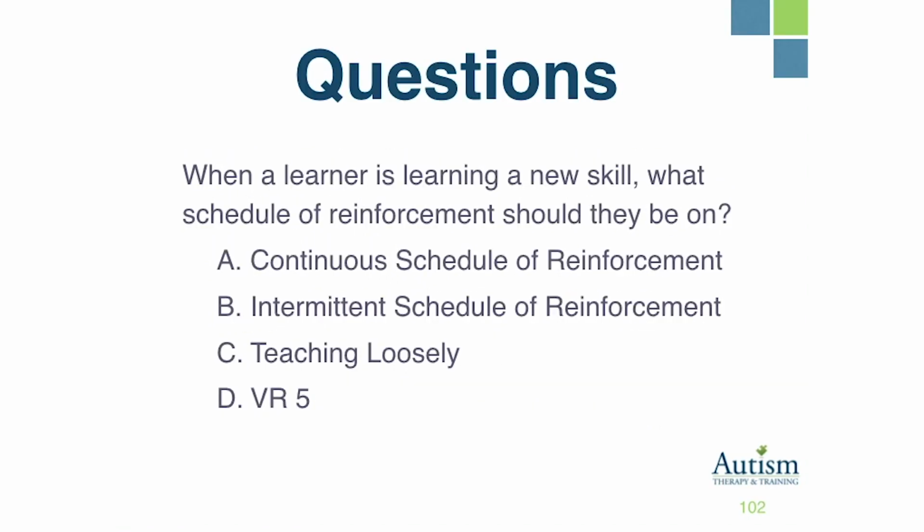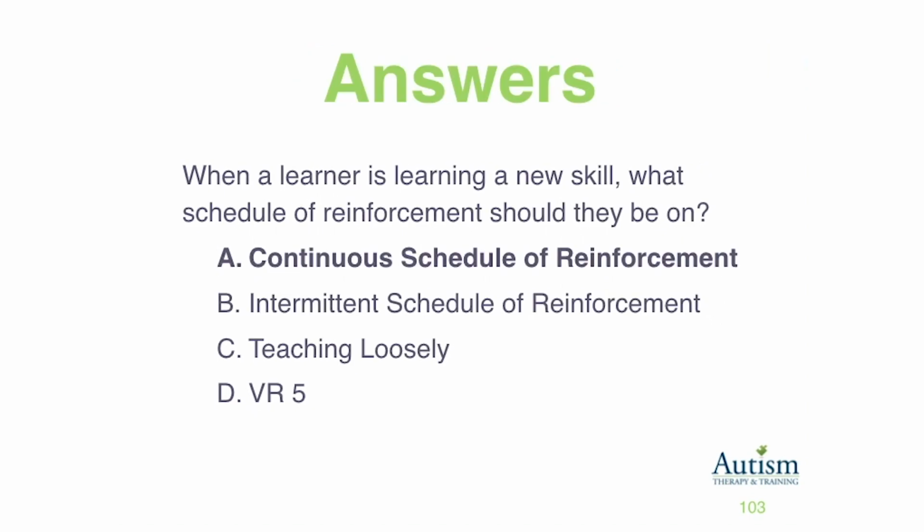When a learner is learning a new skill, what schedule of reinforcement should they be on? A. Continuous schedule of reinforcement. B. Intermittent schedule of reinforcement. C. Teaching loosely. Or D. VR5. And the correct response is A. A continuous schedule of reinforcement. Good job.